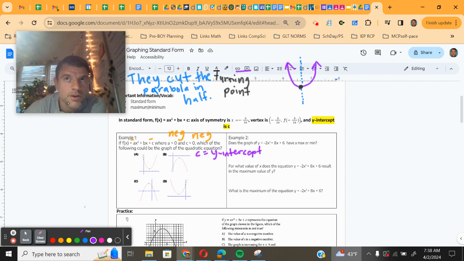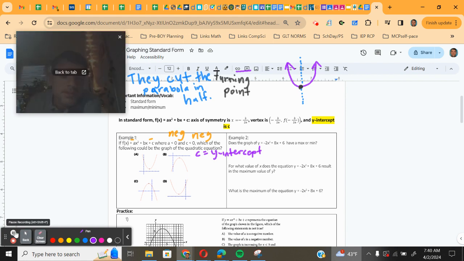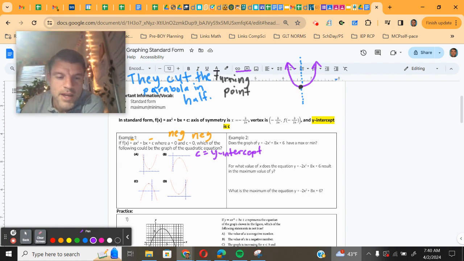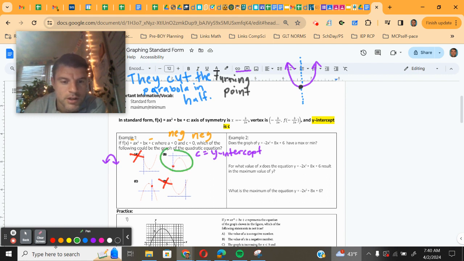Okay, so if our a value is negative, that means we're looking for a parabola that looks like this. So this choice is going to be a positive, so it's not A, and that's going to be a positive, so it's not D. And now we're looking for a y-intercept that is negative. This y-intercept is positive, this one's negative. I'm going to choose this one.